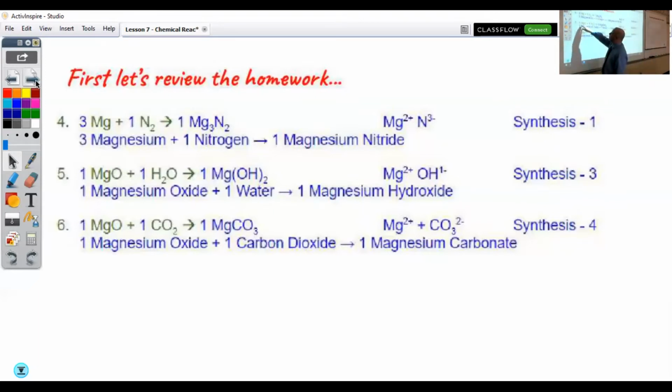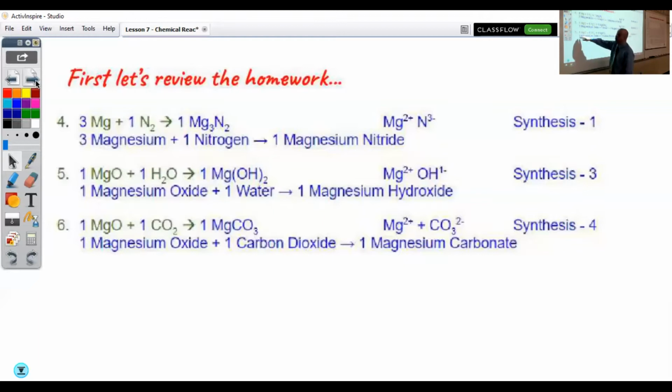For the second problem, we had magnesium oxide reacting with water. So a metal oxide reacting with water produces a metal hydroxide. The charge on magnesium is 2+, so we needed 2 copies of hydroxide in order to figure that out.